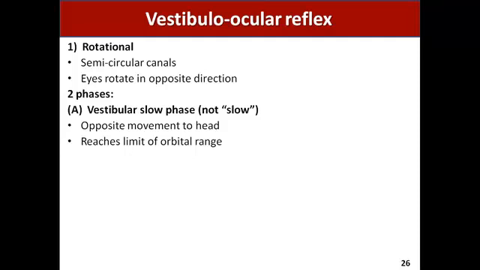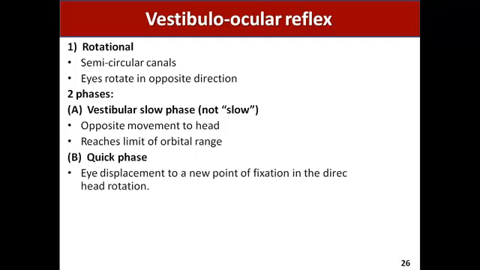It's referred to as slow because it is limited by the orbital range, and so if we rotate our head too far, that will trigger this reflex to readjust, and that's what's called the quick phase. Our eyes will then displace to a new point of fixation, much faster than the vestibular slow phase, in the direction of head rotation.